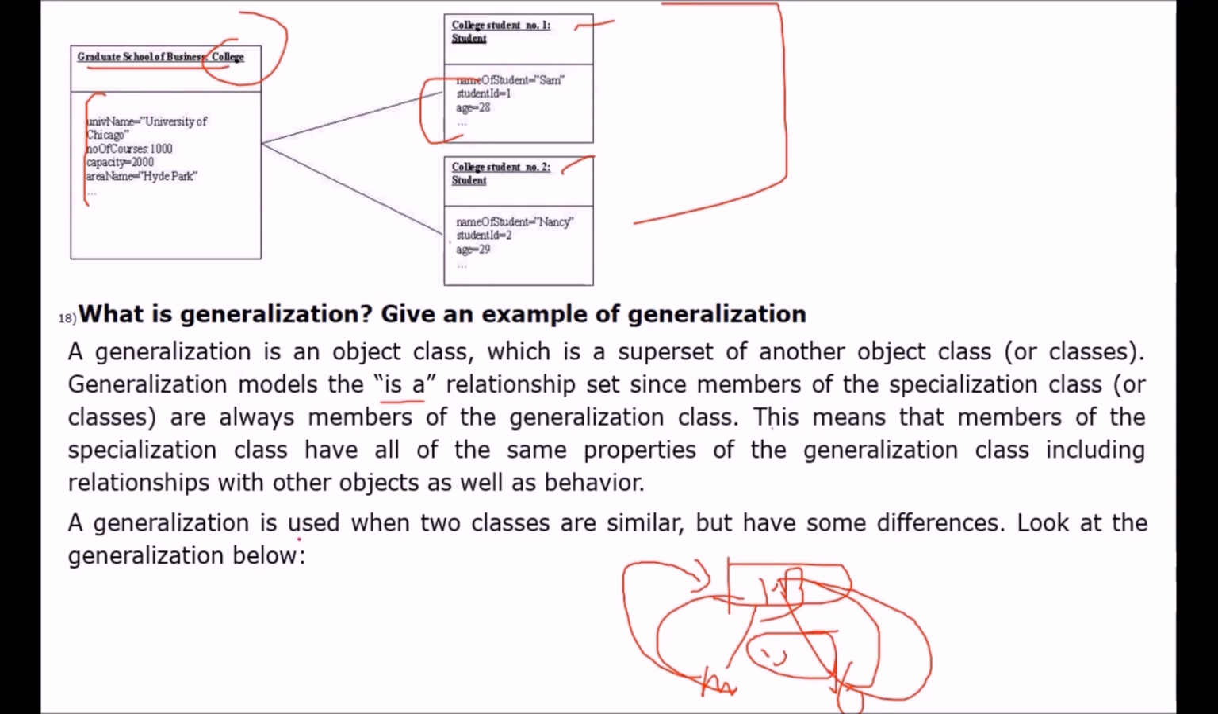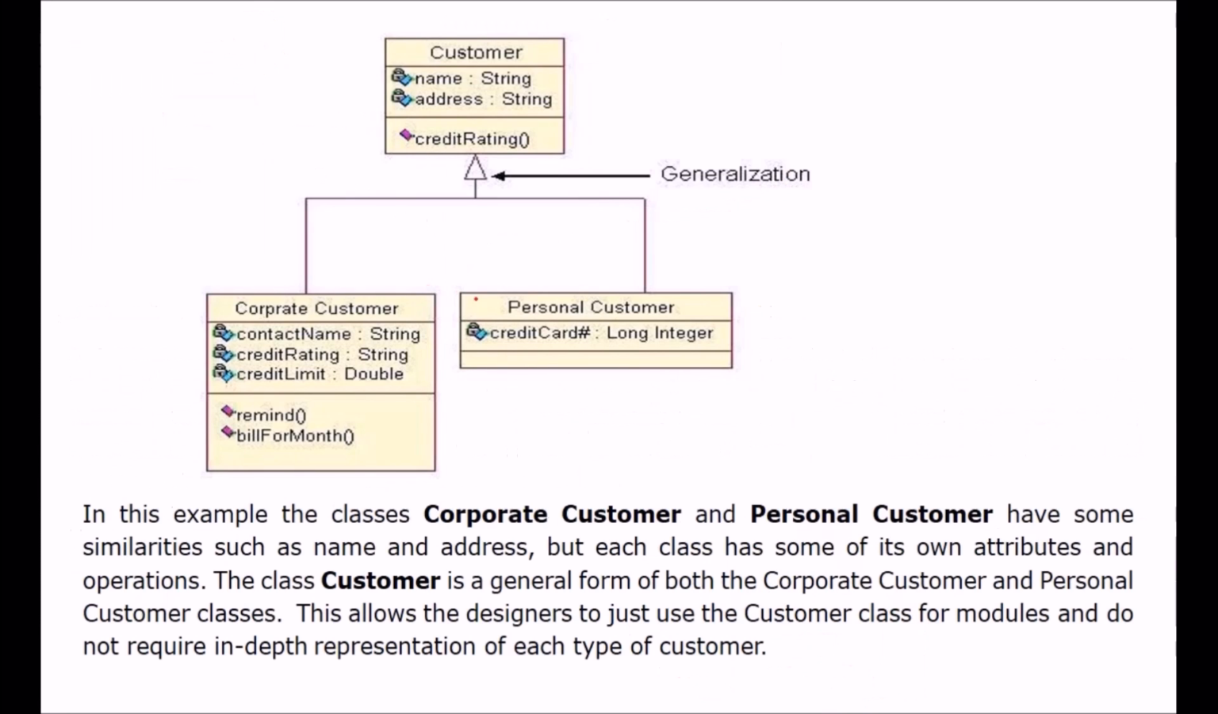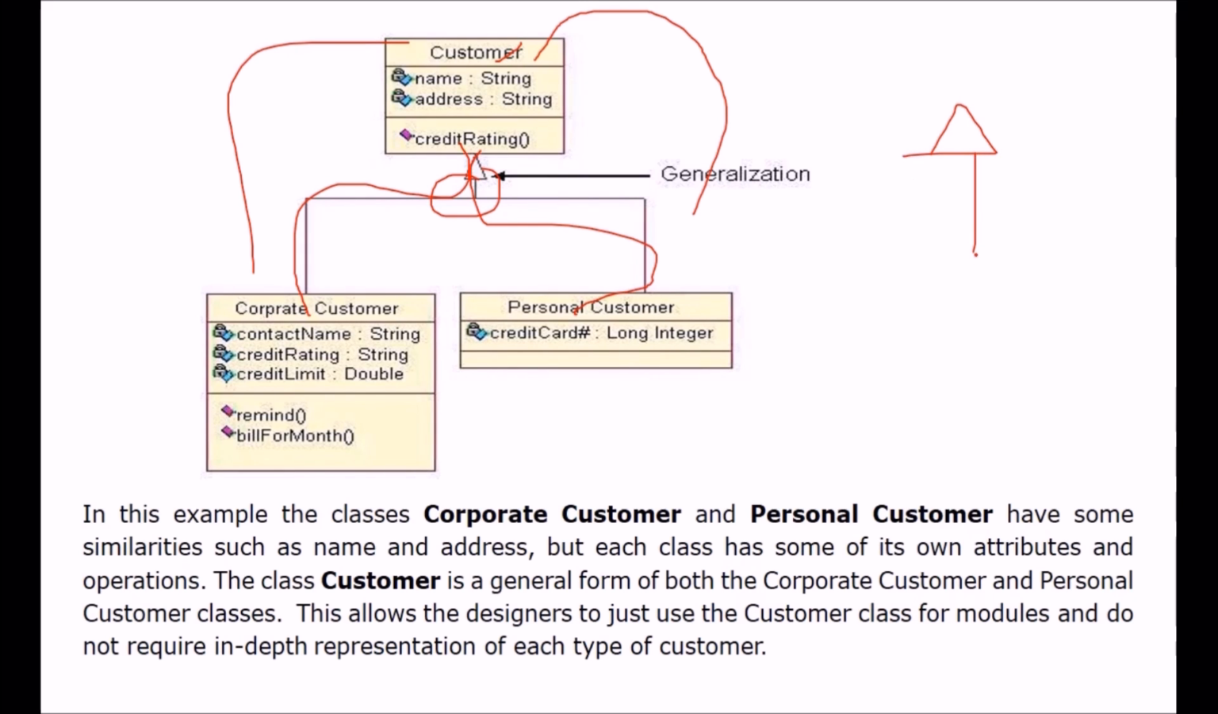And a generalization is used when two classes are similar but have some differences. Let us see an example of generalization, formal realization. A customer can be a corporate customer. A customer can be a personal customer. So, corporate customer is a customer and personal customer is a customer. This is a relationship. How is it shown? This is how it is shown.